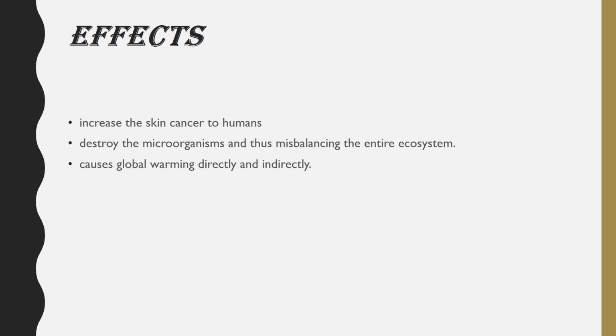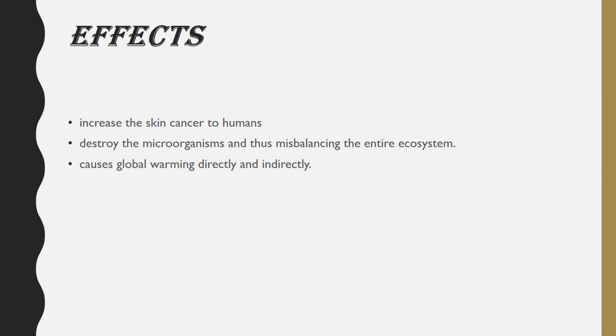Effects. What are the effects of ozone depletion? Depletion of ozone increases skin cancer in humans. If these ultraviolet radiations are allowed to come on the earth, there will be an increase in skin cancer in humans, and they also destroy microorganisms, and thus the balance of the entire ecosystem will be disturbed. There will be less microorganisms, and other things will be in high quantity, so there will be a misbalance of the ecosystem.